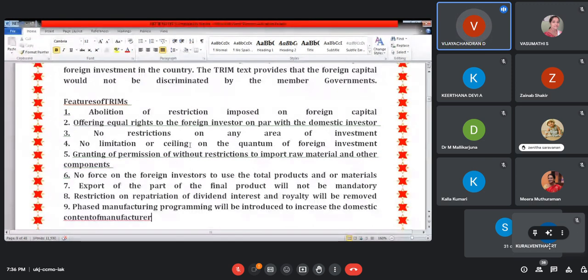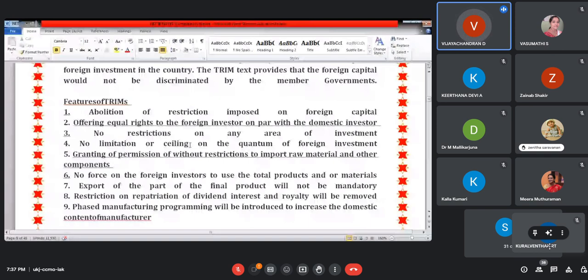If they are investing, they have to use only that country's material. That restriction will not be there. So investment will be separate from the usage of raw material. No restrictions.